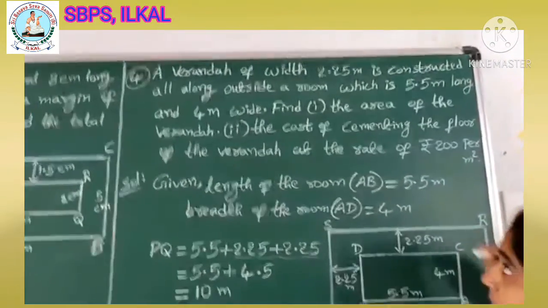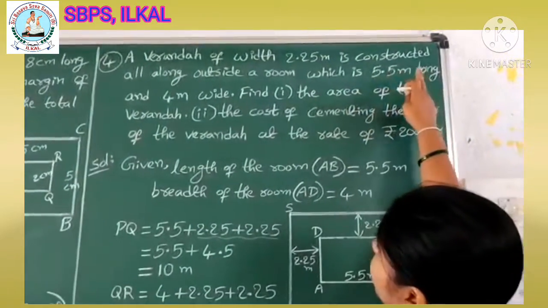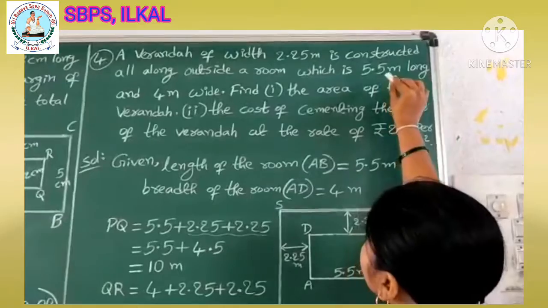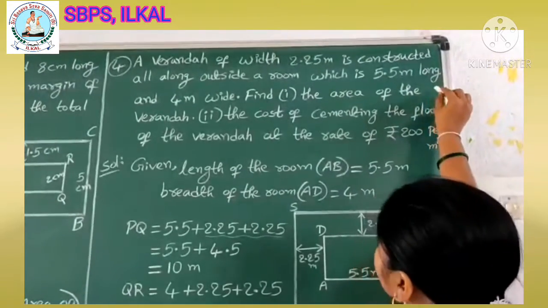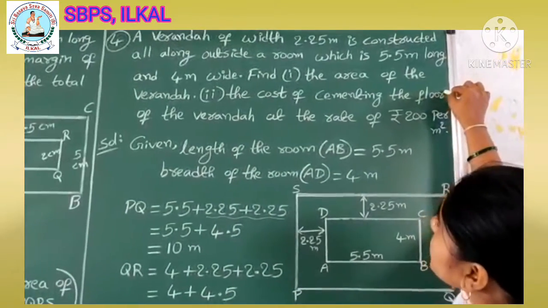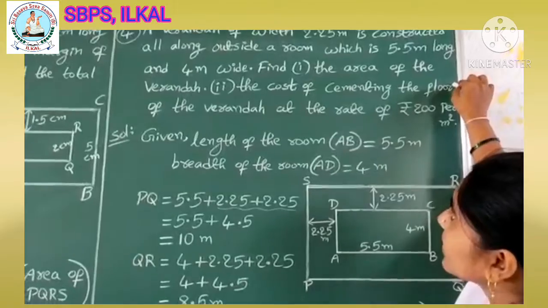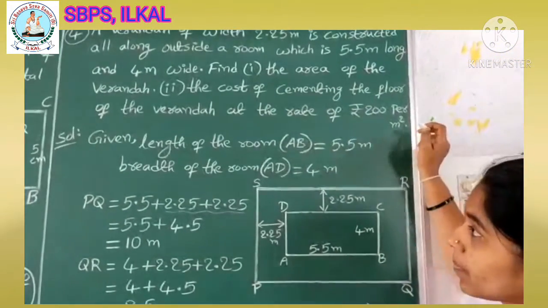Next question. A veranda of width 2.25 meter is constructed all along outside a room which is 5.5 meter long and 4 meter wide. Find the area of the veranda. Second, the cost of cementing the floor of veranda at the rate of rupees 200 per square meter.